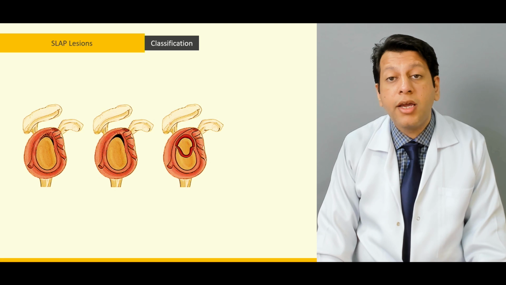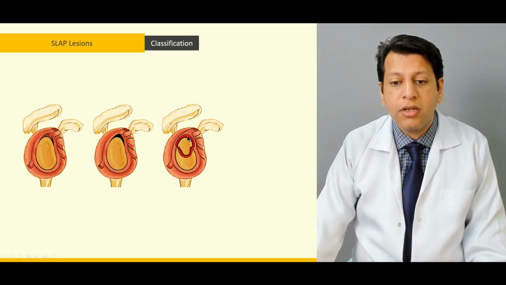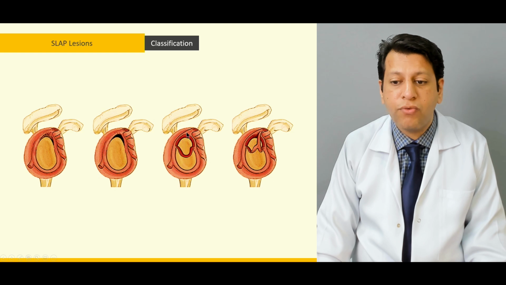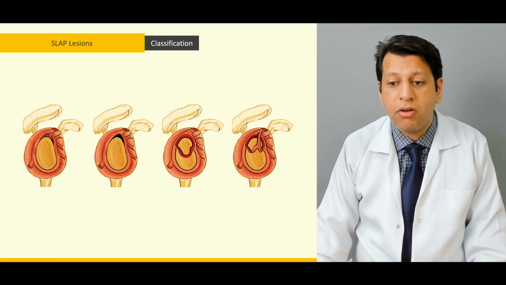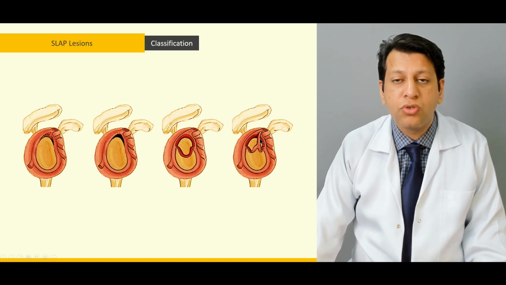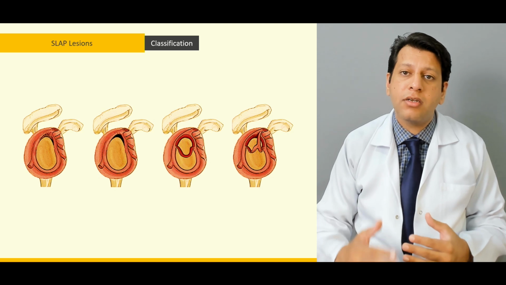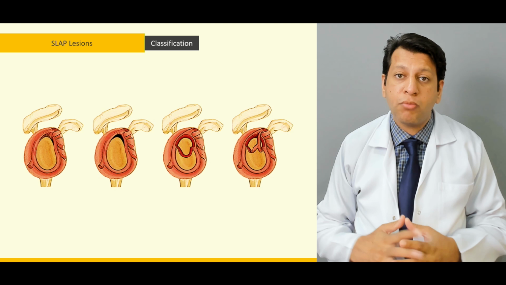Type 3 involves a bucket handle tear with fraying of the anchor of the bicipital tendon. In this bucket handle tear, there is a large tear, and the anchor of the bicep is also disturbed. In type 4, there is rupture of the bicep anchor along with the bucket handle tear of the superior labrum.